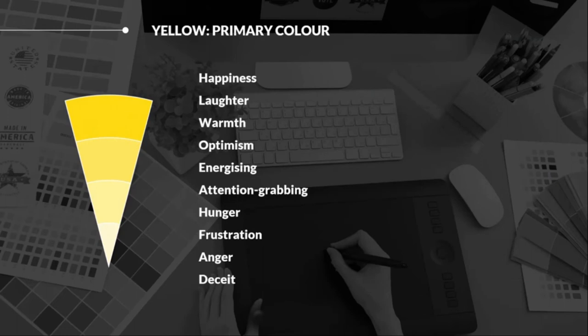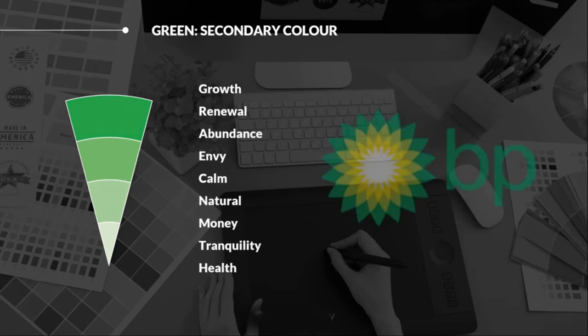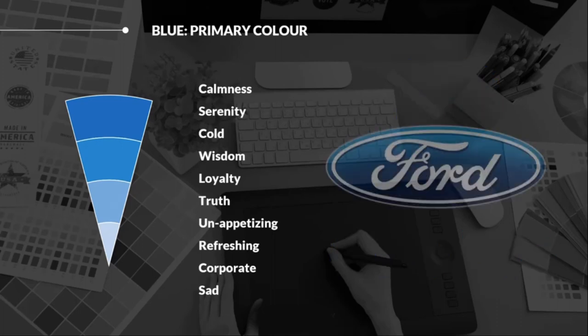Moving over to our cool colors, green is a combination of blue and yellow. It will take the attributes of blue and yellow. Green represents growth, renewal, abundance, energy, calm, natural, money, tranquility, and health. In branding, green gives a sense of health and wealth. Blue represents calmness, serenity, cold, wisdom, loyalty, truth, unappetizing, refreshing, corporate, and also sad. Blue is a corporate color. That's why many companies use it for their brands.